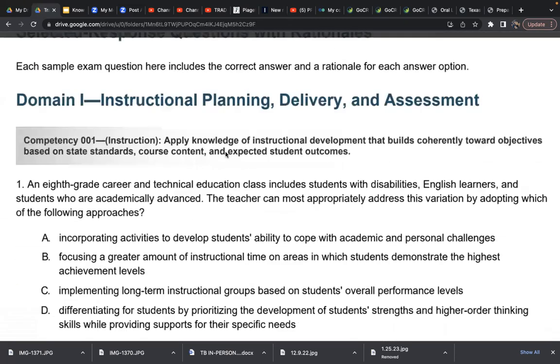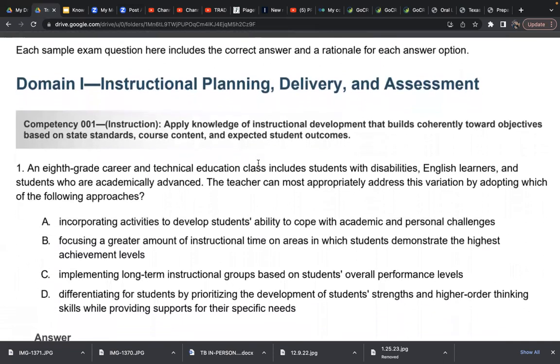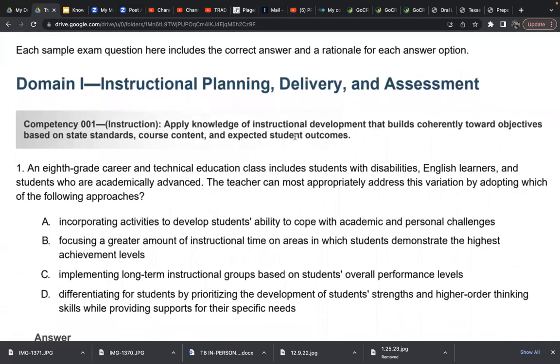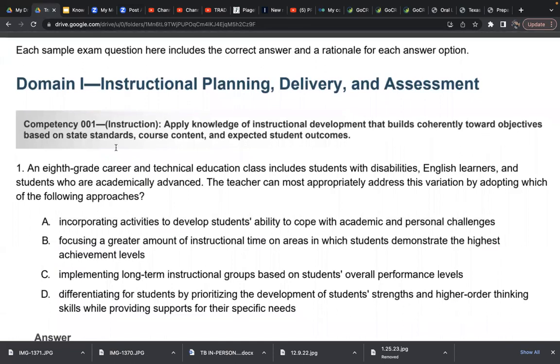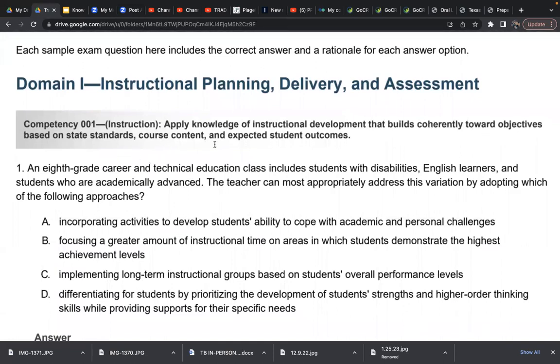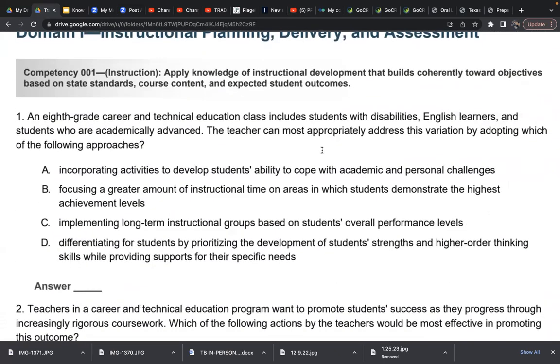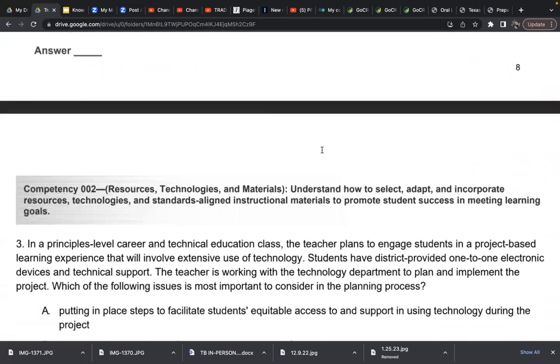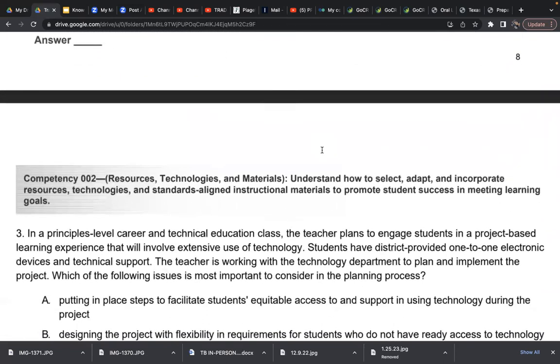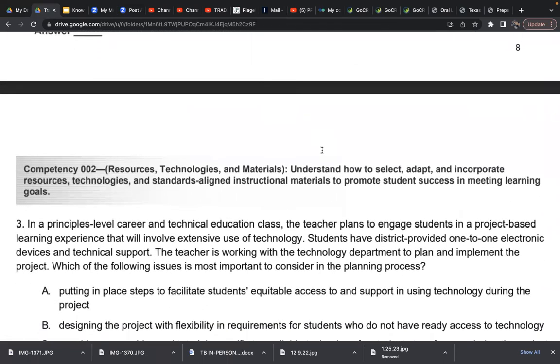Competency two. So competency one was about your knowledge of instructional development that builds coherently towards objectives based on state standards, course content, and expected student outcomes. Competency two is about resources, technologies, and materials: how you select, adapt, and incorporate resources and technologies to help promote success in learning.